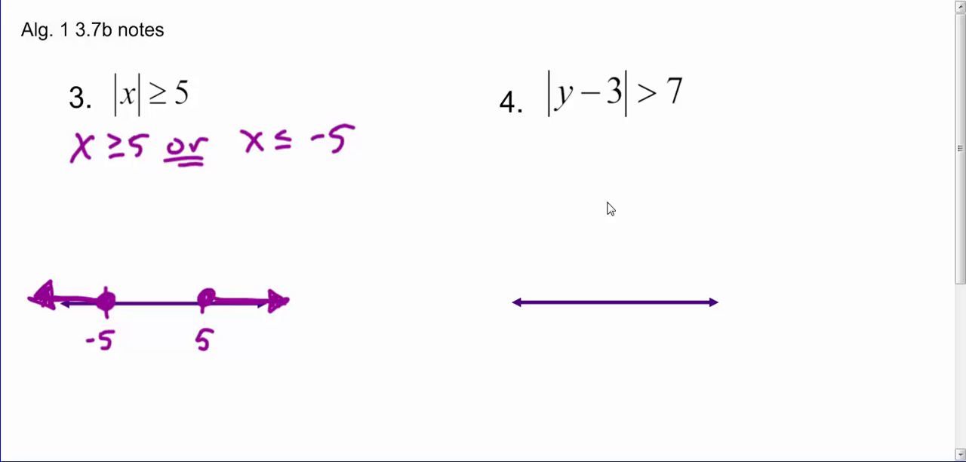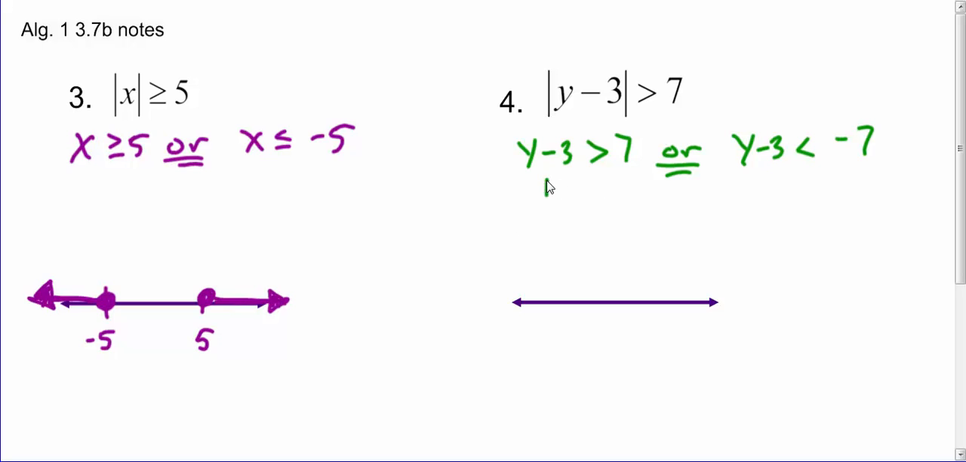All right. On number 4, again, the absolute value is isolated already, so we can go ahead and separate. So y minus 3 greater than 7, or, and then y minus 3 stays the same, flip the inequality and change the sign. And again, remember that word or came from the word greater right up there.